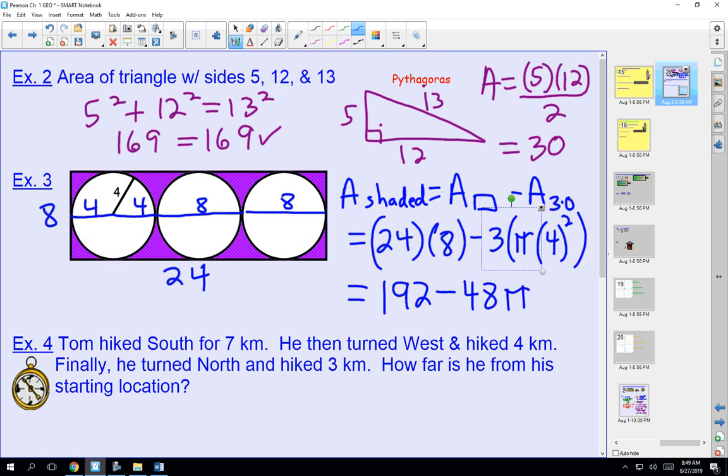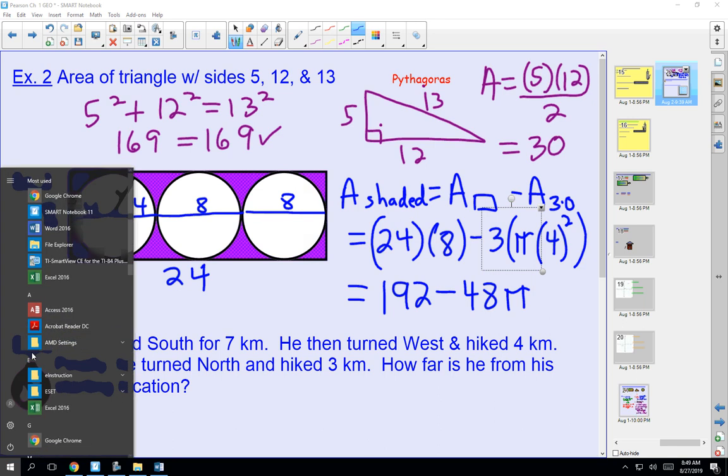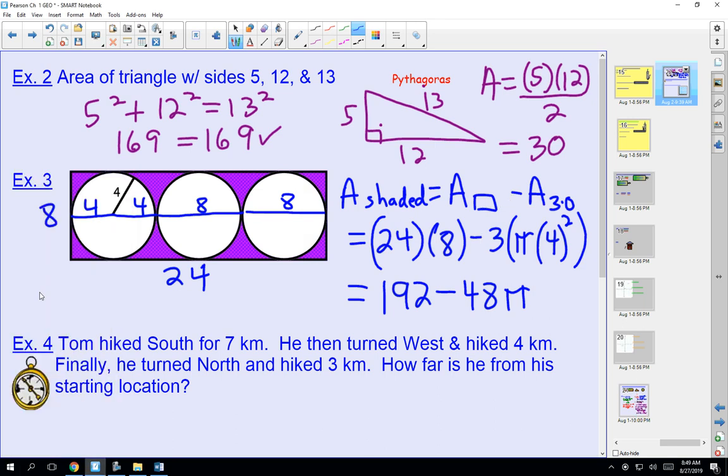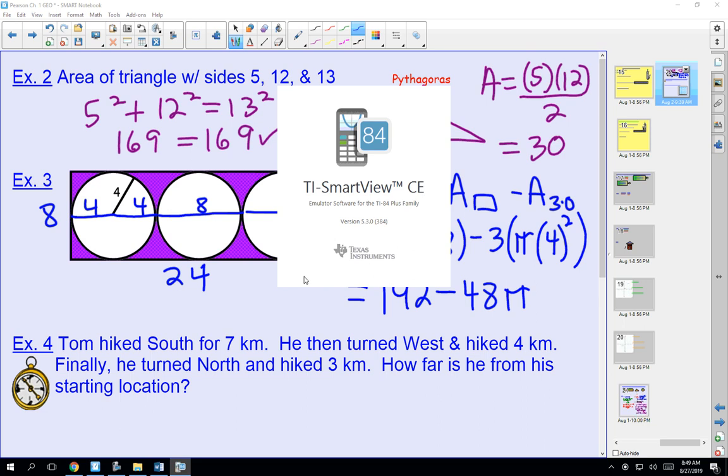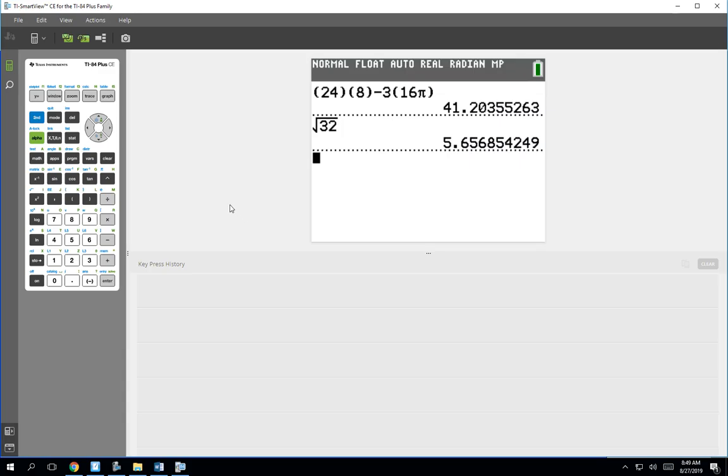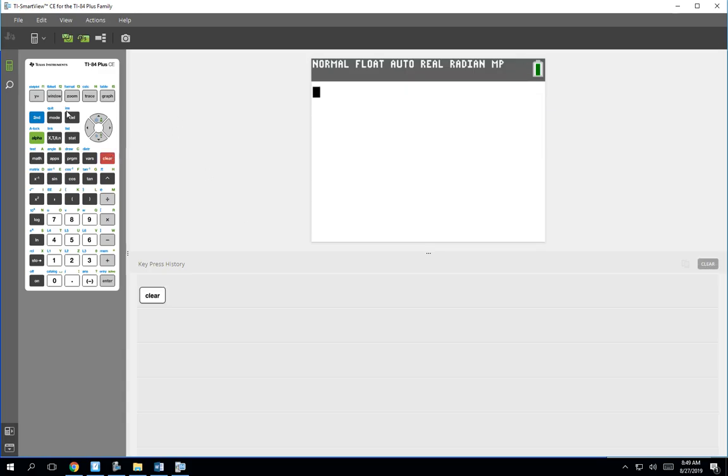And then I'm going to use my calculator to figure this out. So we've got our expression in terms of pi. We're going to wait till the very end to round so that we can be as accurate as possible. So using my calculator, I'm going to plug it in just as I wrote it there, 192 minus 48, and then use the pi button instead of 3.14.